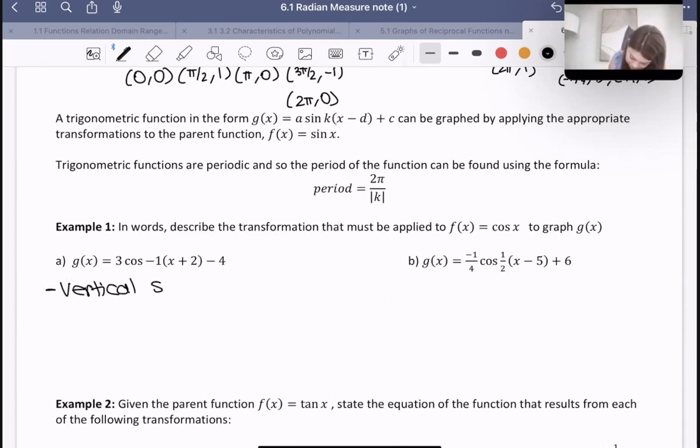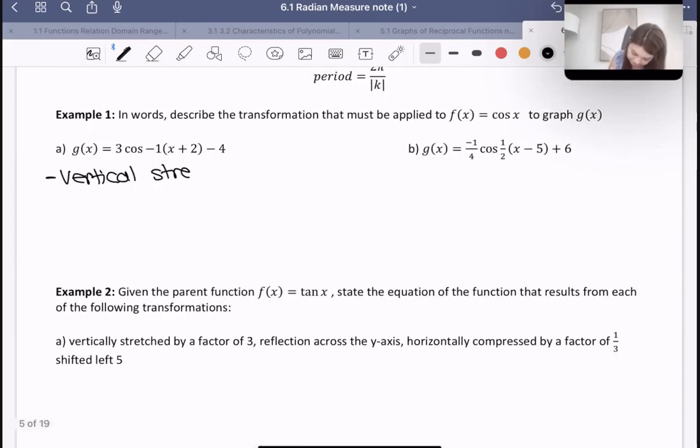Vertical stretch by 3. Then we have a minus 1 as our k value. So what does that mean? Well, if we have a negative sign there, it means we reflect it across the y-axis. So let's say reflect in the y-axis is all that means. The negative sign is still a negative 1, right? And so we don't actually have to do anything with the period length. It just stays as is.